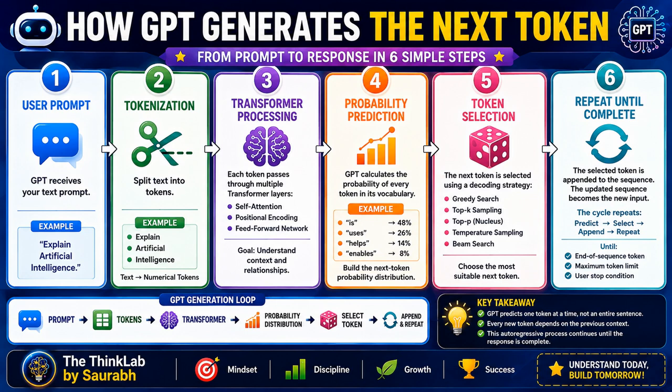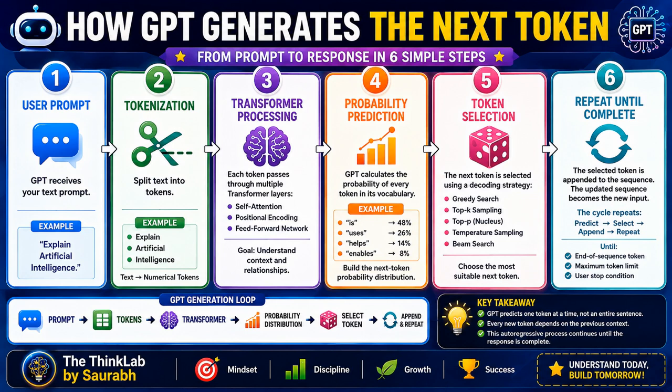Take a real-world example. Imagine typing, "What is deep learning?" GPT predicts the first token, then the second token, then the third, and each prediction depends on the previous tokens. The model never plans an entire paragraph in advance. It builds the response one token at a time, and this tiny prediction loop happens hundreds of times in just a second.